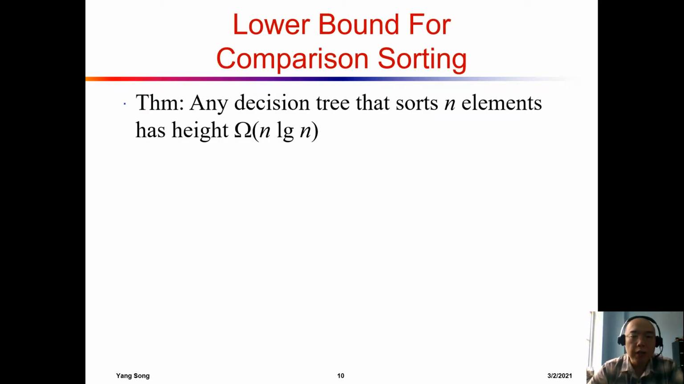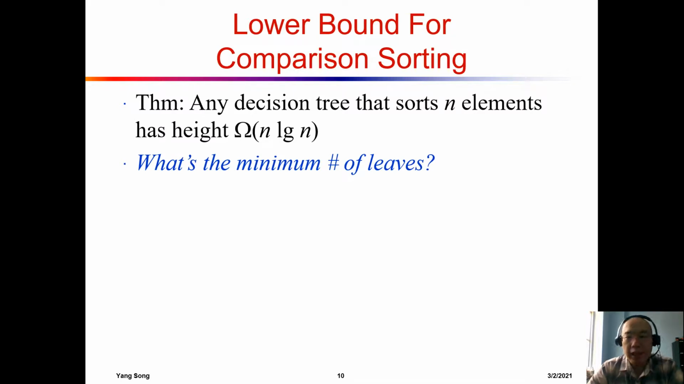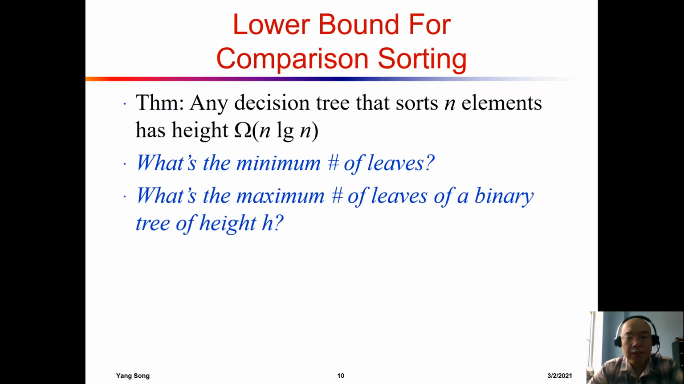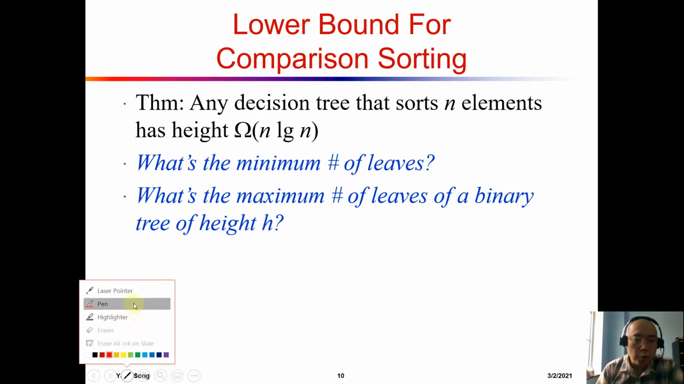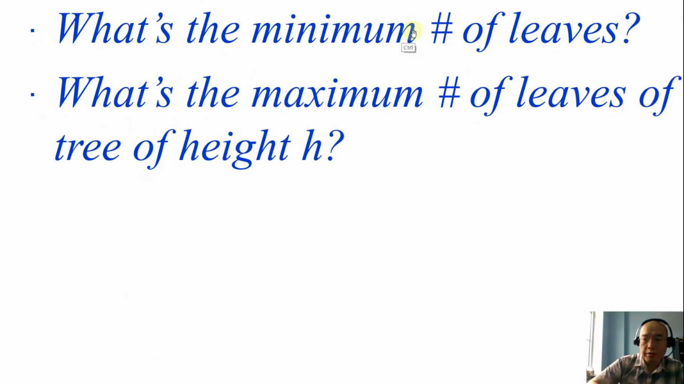So how do we prove that? So this is the theorem. What is the minimum number of leaves? And we know the answer. It is n factorial. And if we know the height of the tree is h, what is the maximum number of leaves possible? Just now we talked about the minimum number of leaves, and the answer is n factorial. And if we know the height of the tree, what is the maximum number of leaves possible? Let's use this strategy.